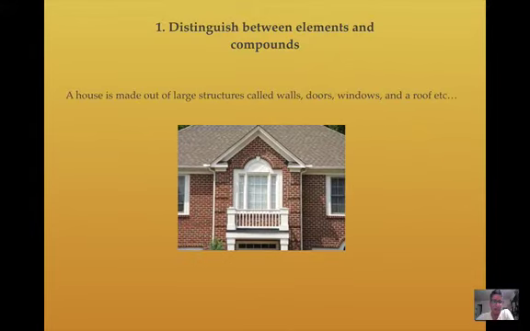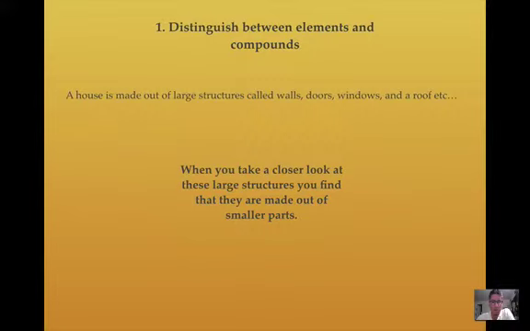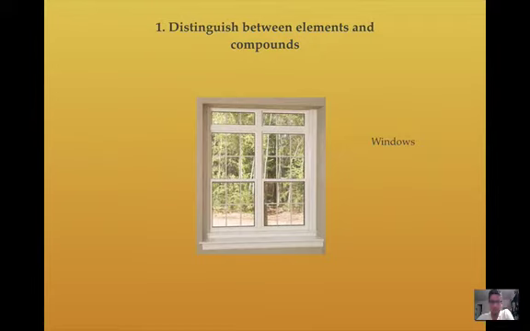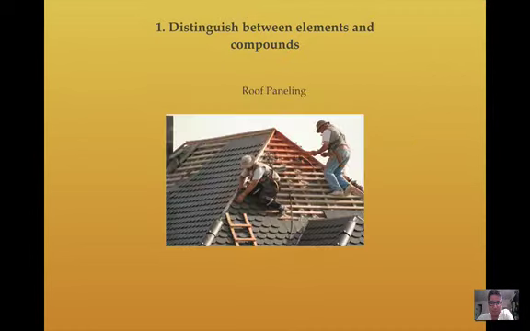So let's take a house, for example. A house is made out of pretty large structures called walls, doors, windows, and a roof, etc. When you take a closer look at these large structures, you find that they're actually made out of smaller parts. For example, the wall is made out of many bricks and cement put together. The windows are made out of many window panes and frames. And the roof is made out of roof paneling.